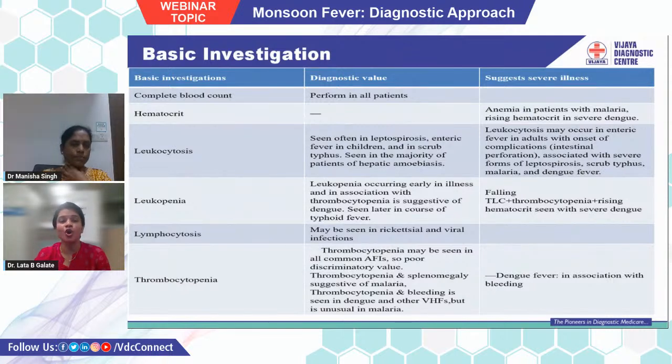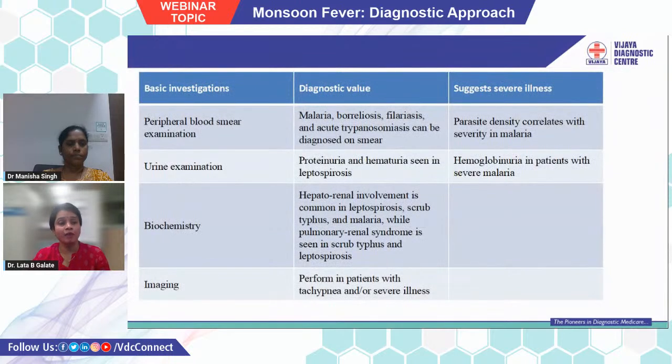Thrombocytopenia is the most common finding in acute febrile illnesses. Coming to peripheral blood smear examination, most of the vector-borne parasitic infections like malaria, filariasis, and trypanosomiasis will be diagnosed on blood smear examination. Urine examination will help us rule out proteinuria, hematuria, and hemoglobinuria, which are seen in leptospirosis and severe malaria respectively.